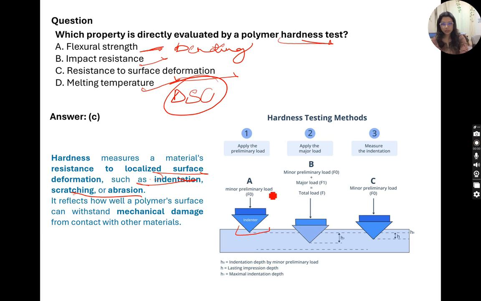There is a minor primary load on it, and then we can apply a major load above it. So that's how the total load can be calculated: the minor primary load and the major load. After removing the major load, the minor primary load remains. And if you look at this, the displacement after the load, this h, we can use to calculate the hardness. So that's how, after applying the stress, we see how much the surface is deformed. That's how we can measure the hardness of any polymer.